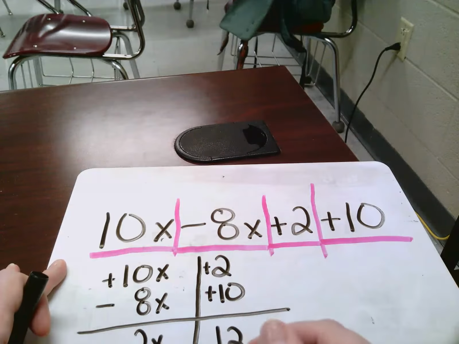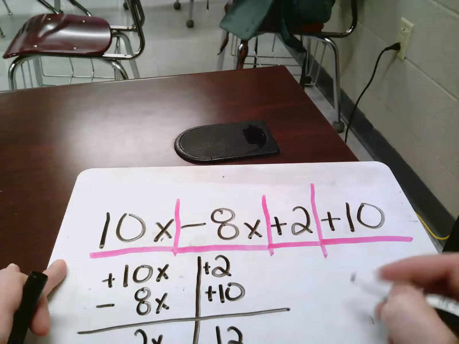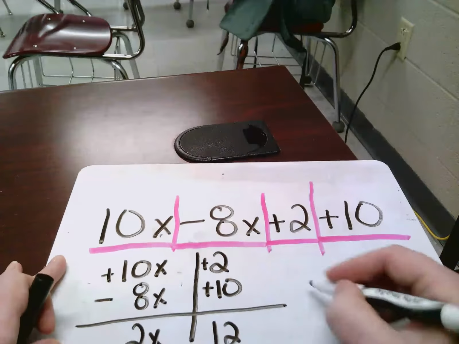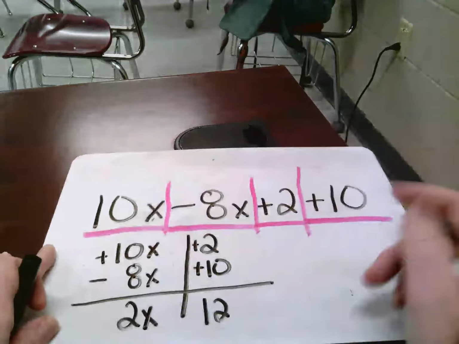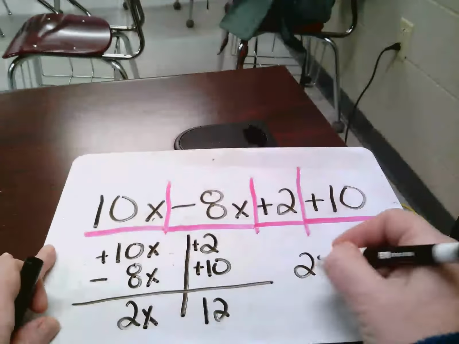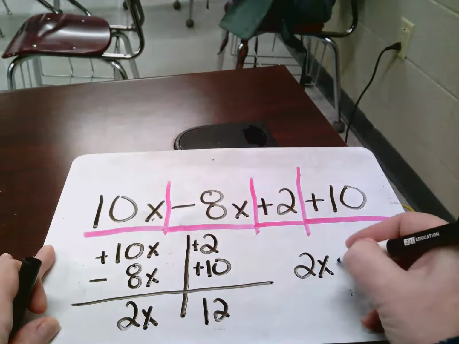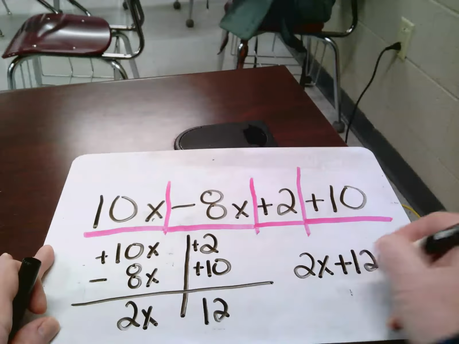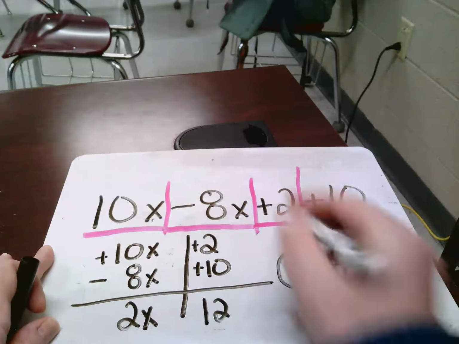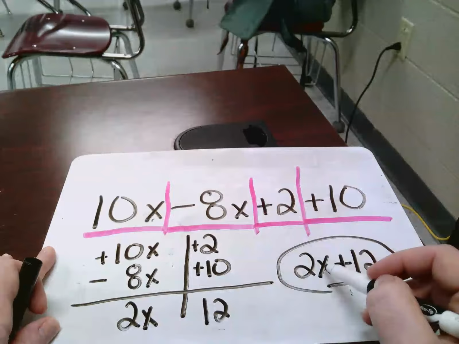And then to write it as an expression, we just write the term that comes in front of it. So my term is going to be, so that you can see it a little better, 2x is my first term. My second term is 12. And since it's a positive 12, we're going to put a plus 12 here. And that is my simplified expression going from here to here.